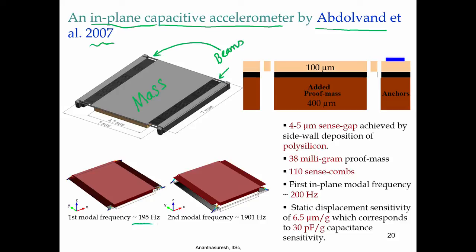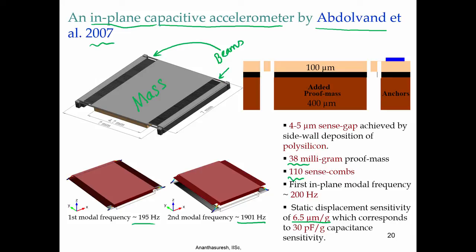okay, and that has some frequency which we will come to later because that is a dynamic consideration, at least not static, and there is some thickness and so forth, and the proof mass has to be 38 milligram and 110 comb fingers, that relates to how much capacitance is there. Frequency, static displacement sensitivity is 6.5 micron per g, that is if there is an acceleration due to gravity of 1 g, then the proof mass should move by 6.5 microns, and the capacitance is 30 picofarad per g. That is how we get the specs.